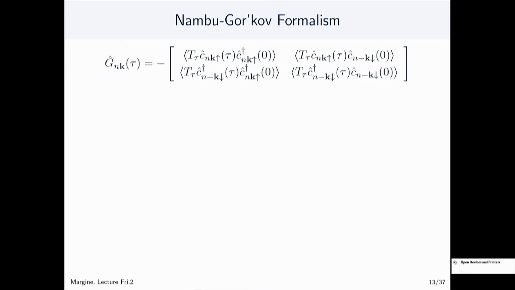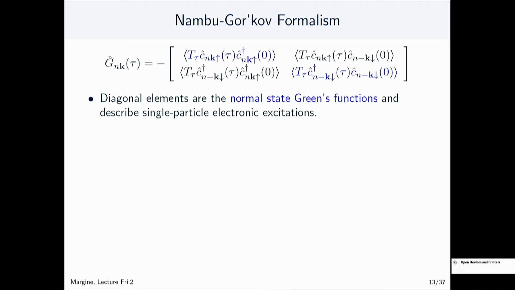Now let's pause for a moment and try to understand the elements of this matrix. If we look at the diagonal, you destroy and create electrons, but what is important is that they are on the same state. This tells you that we are talking about normal state Green functions, and they describe the single-particle electronic excitations that we will have in a normal metal.